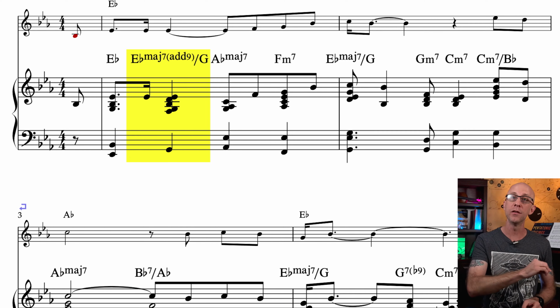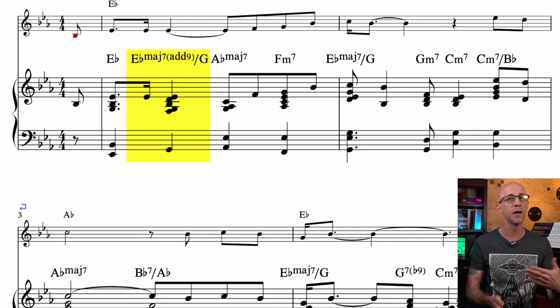All right, so let's listen to what we have so far. Please notice how I've added a few tensions on some of the chords, like on this E flat major 7. Remember that you can always add some color by extending the chords to the 7th, the 9th, or the 13th if you want.